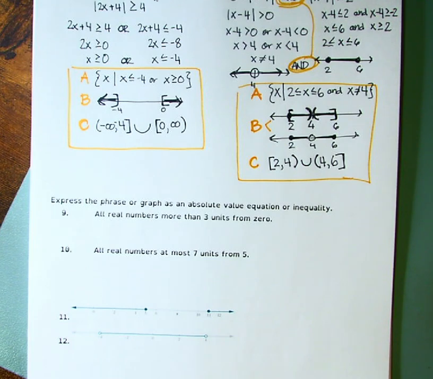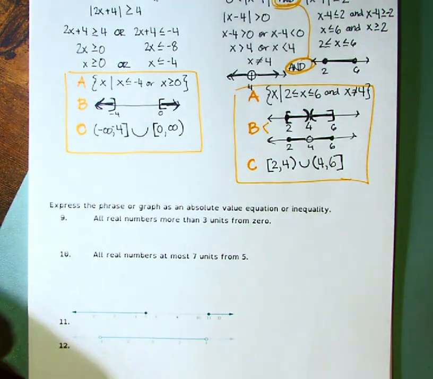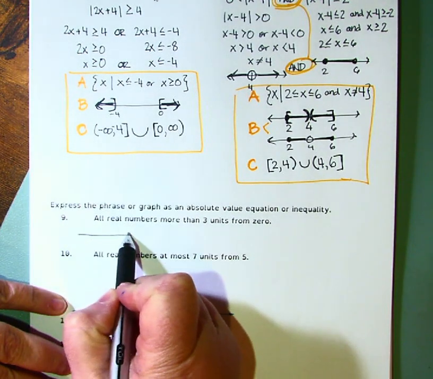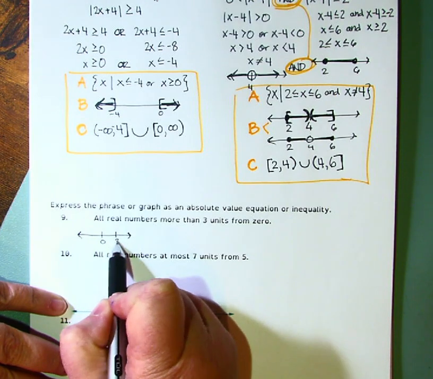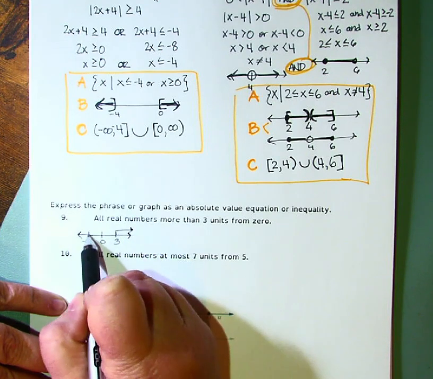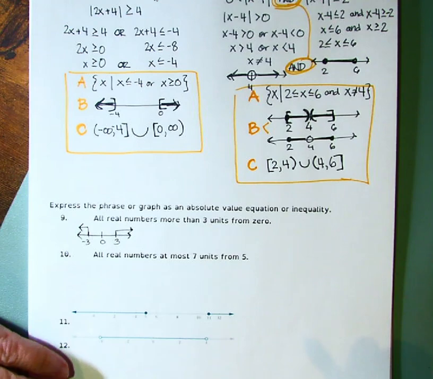I'll give you a hint, all of these are inequalities. All right, so for number 9, we need all real numbers more than 3 units from 0. So what does this look like? On a number line, all real numbers more than 3 units from 0. So there's 0. Here's a positive 3, and here's a negative 3. I'm looking for this and that. All numbers more than 3 units from 0.